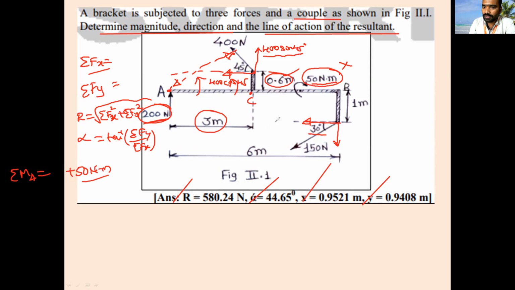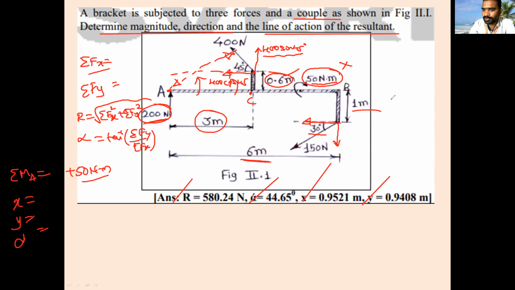Then again this 150 Newton. Again you have to take the horizontal component and vertical component. This horizontal component makes an angle. How much is the distance? 1 meter. For the vertical component, what is the distance? Totally it is given as 6 meters. So will you solve this one? Calculate the moment about it, and calculate x, y and d. Okay, so solve this one.